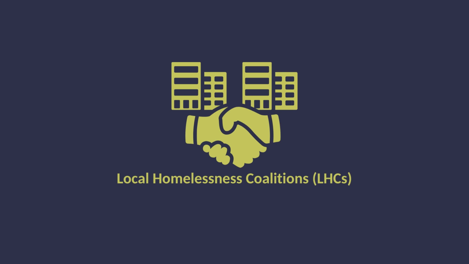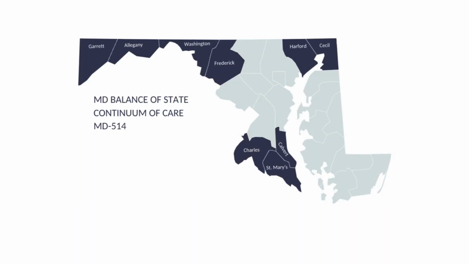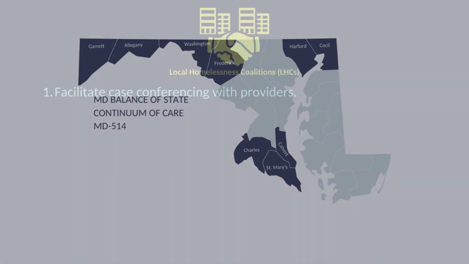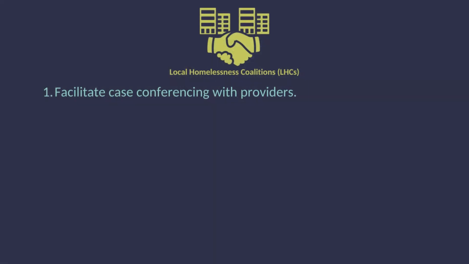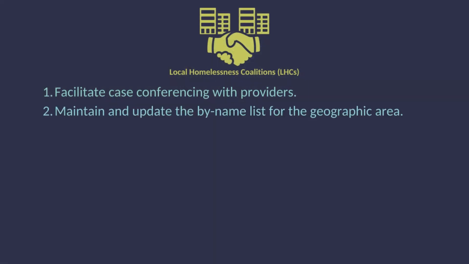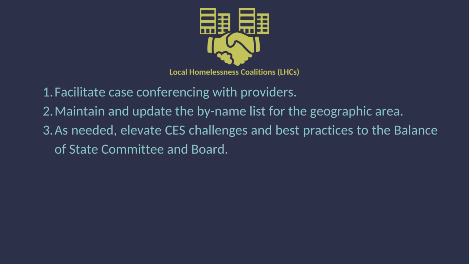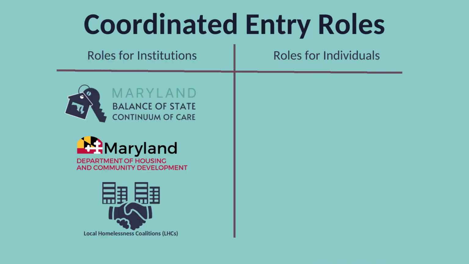Next is the local homeless coalitions themselves, the LHCs. These LHCs are the ones who actually facilitate case conferencing with local providers. They maintain and update a by-name list of all clients within the geographic area. We'll talk a little bit more about the by-name list later. Finally, the LHCs evaluate the coordinated entry system for challenges and best practices, which are reported back to the Balance of State Committee and the board itself as needed.